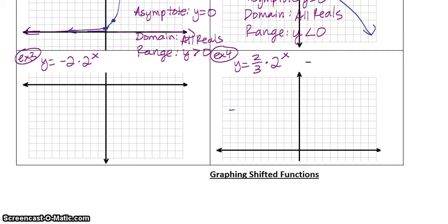All right, if you have unpaused, we're going to really quickly check your answers. So for example 3, your graph should look something like this. My y-intercept is at (0, -2), and my other point is at (1, -4). And for example 4, my y-intercept is at (0, 2/3), and my other point is (1, 4/3).